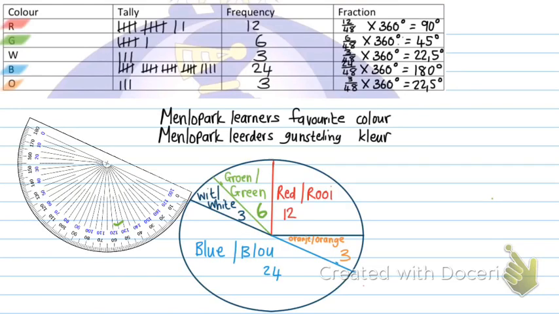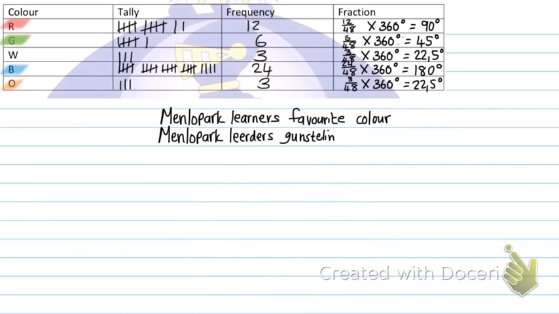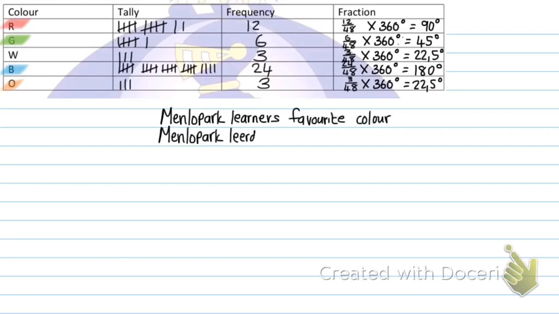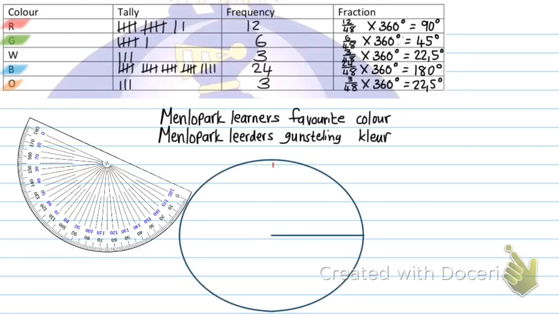You have to show that, please. So, oh goodness, it just went totally too fast for a second. Okay, so now I have red is going to take up 90 degrees and so on. So first I write the heading, Menlo Park learners' favorite colors. Okay, that is the heading. Then I also draw a circle, and I'm going to need my protractor to get each of those degrees.